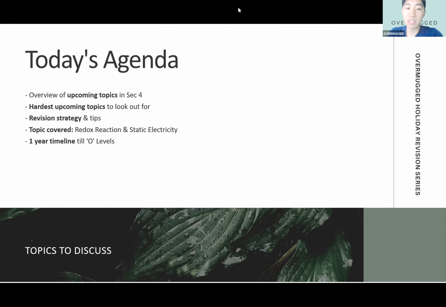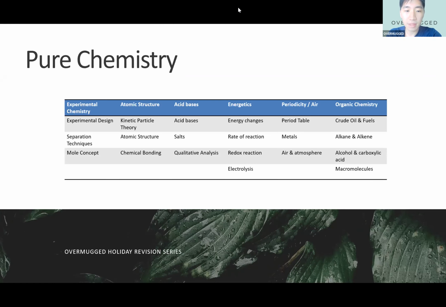Like, what do you have to do at a certain point and what are the milestones that you have to hit? Now, this is the overview for pure chem. I hope that most of this looks familiar. You should have already finished this, and to a certain extent, this as well. The Sec 4 topics that you will be expected to learn would be under energetics as well as organic chem. I believe most of these topics you will not have learned yet.